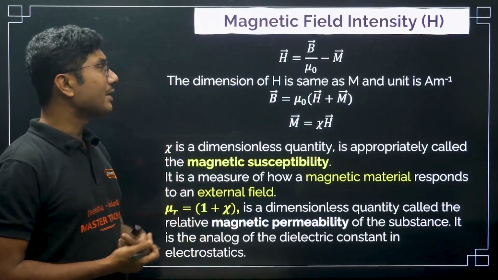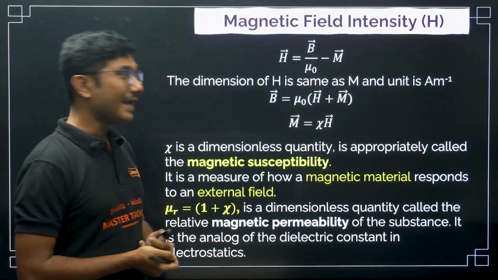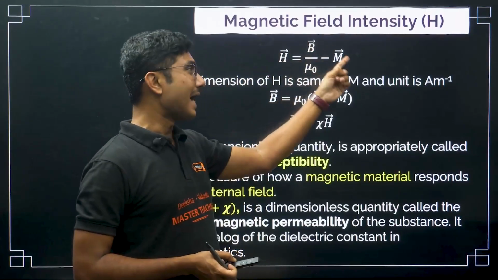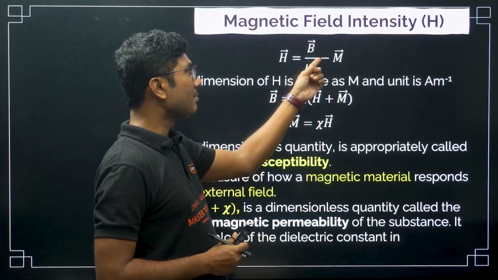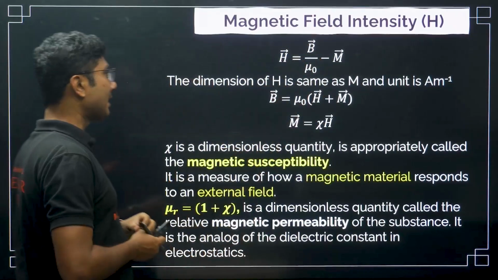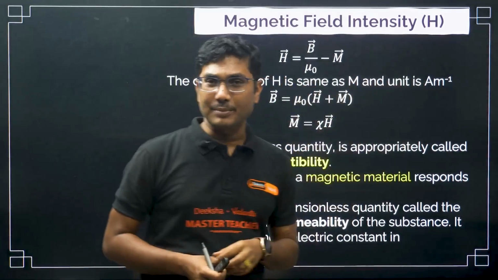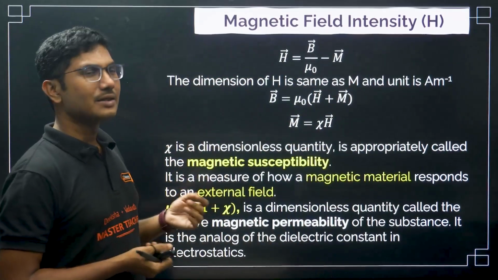There is another quantity which is called magnetic field intensity, which is denoted by H. Now H is related to magnetic field B and magnetization M in this form: B by mu naught minus M vector. The dimension of H is same as M and its unit is ampere per meter. So magnetic intensity has the same dimension as magnetization.